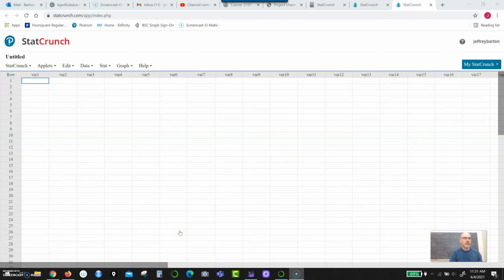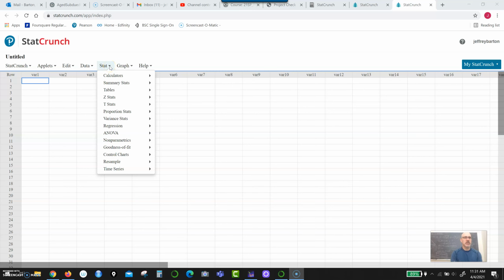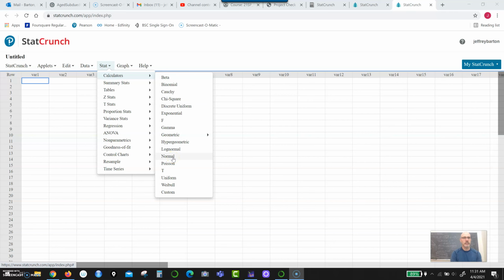Okay, so I just wanted to go through a couple of things on StatCrunch to help us in constructing confidence intervals. The first thing is we're going to take a look at how to find critical values for any level, but in particular ones that the empirical rule doesn't help with. So I'm going to go to Stat, Calculators, Normal, same place we've been going.